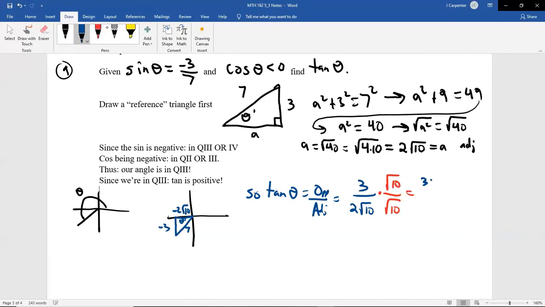So you get 3 square root of 10 in the top, over 2 square roots of 100 in the bottom. But the square root of 100 is 10. So that's 3 square root of 10 over 2 times 10. 2 times 10 is 20. So 3 square root of 10 over 20 is our answer. That is the tangent of the angle.